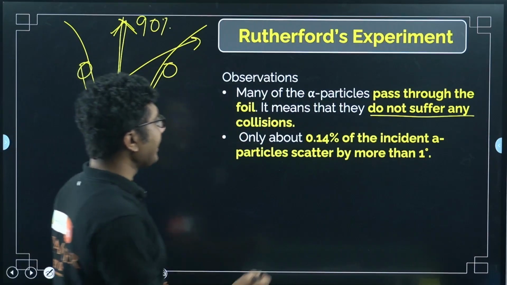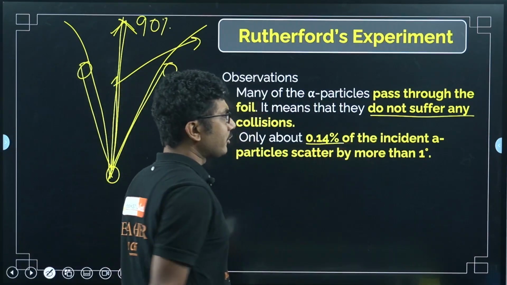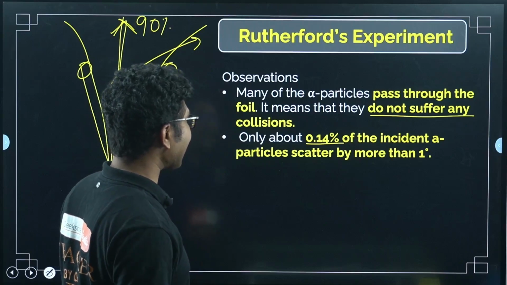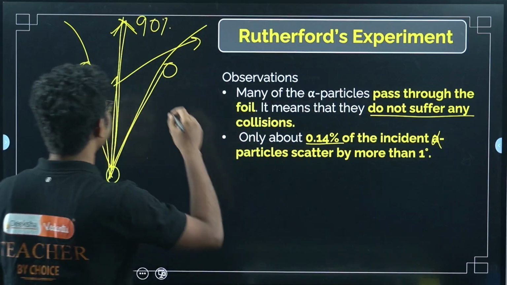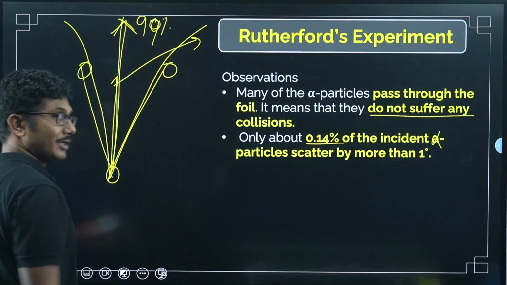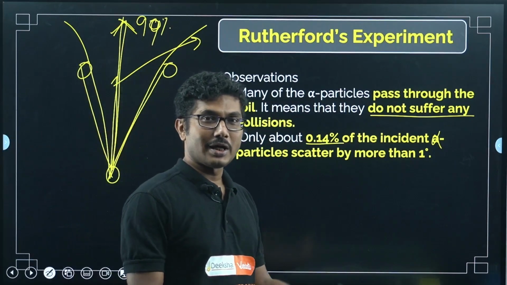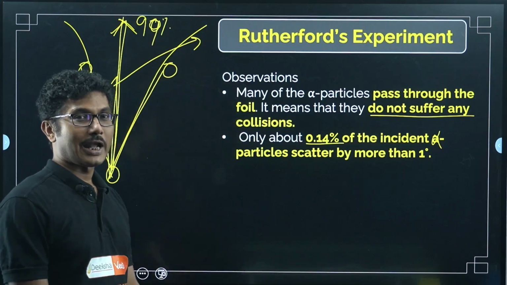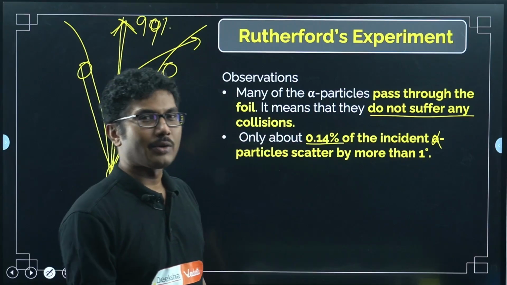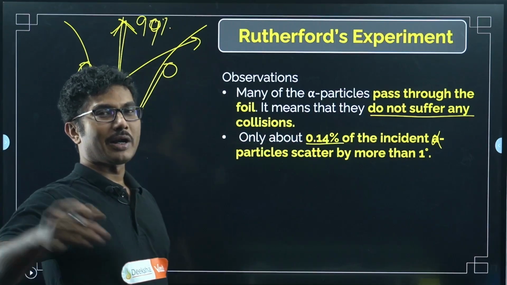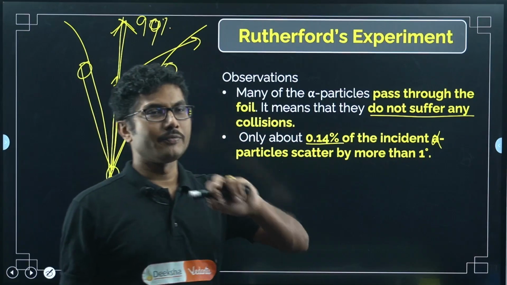Only about 0.14% of the incident alpha particles scattered by more than 1 degree. So in fact it is not even 90%, it is 99.9%. 99.9% of the particles don't scatter. Only 0.14% scatter by more than 1 degree. So from 1 degree till 180 degrees, only 0.14%.